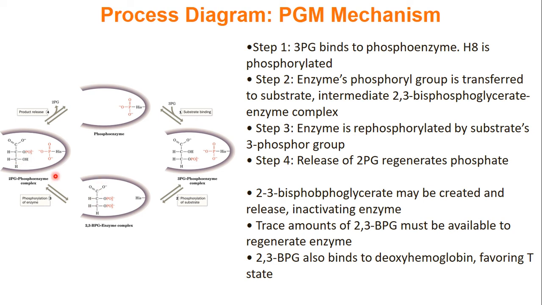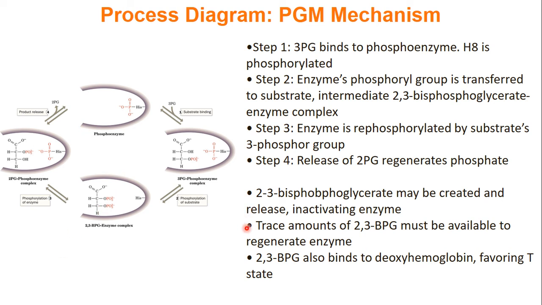Now, we have talked about 2,3-BPG before in biochemistry. Sometimes 2,3-BPG is actually released from this enzyme, and so this enzyme becomes inactive, because it doesn't have the phosphate. So you must always have 2,3-BPG around in trace amounts in your cell, in case this happens. 2,3-BPG can rebind, and then you can go through the mechanism still. So 2,3-BPG can come off, but it can come right back on as well.